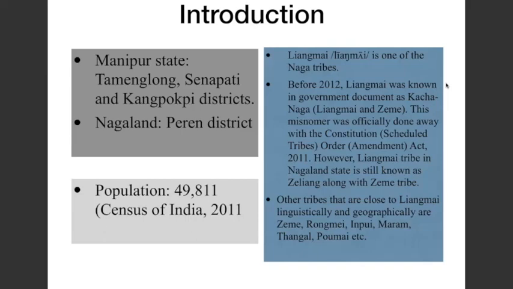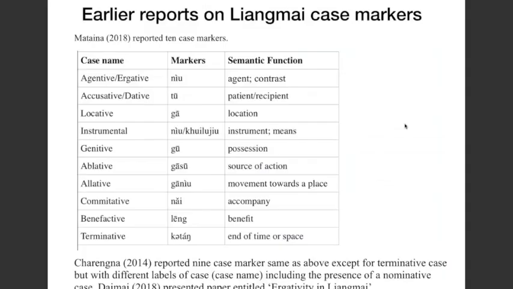Other tribes that are close to Liangmai linguistically and geographically are Jemai, Rongmai, Npui, Maram, Thangal, Paomai, etc. Now we quickly look at the earlier reports on the Liangmai case marker. Mataina reported 10 case markers, and they are shown on the screen. Terengna reported 9 case markers, same as above except for the terminative case, but with different labels of case, including the presence of a nominative case. Daimai 2018 presented a paper entitled Ergativity in Liangmai.